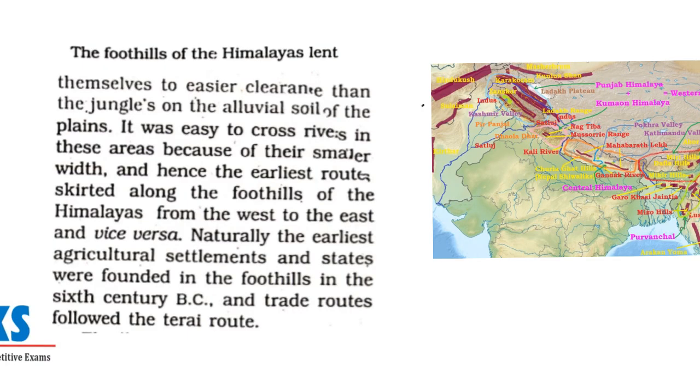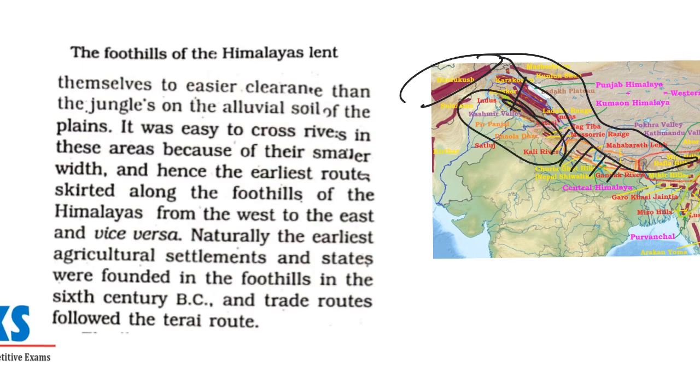If this was the situation in the upper parts of the Himalayan mountains, coming to the foothills of the Himalayas, which we usually call the Shivaliks, right. This part was very easy for clearance, because where there are numerous rivers like Ganga and Yamuna, they form alluvial soil which is really hard, and it wouldn't be easy to clear the forest until they had iron implements, right. But in the foothills of the Himalayas, especially in the western part, it was easy to cross the rivers in these areas because they have a small width, right.